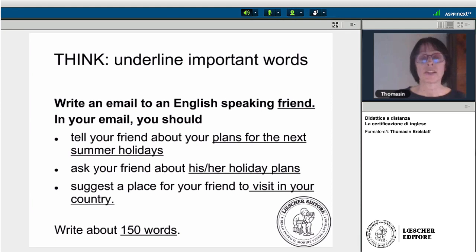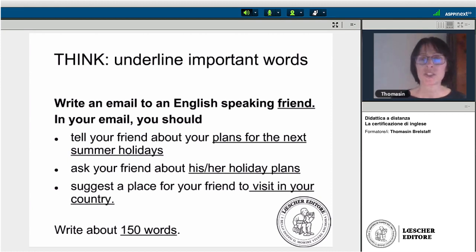And suggest a place. I underlined visit in your country because you need to write about the country that you come from. And remember that country in English refers to a nation. It can be confusing for Italians with the word paese, which also applies to a small town or a village.